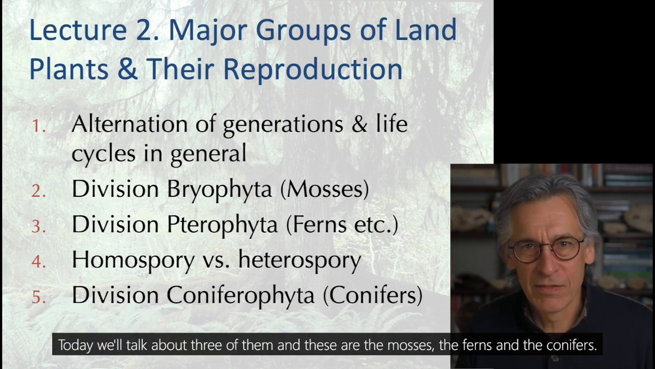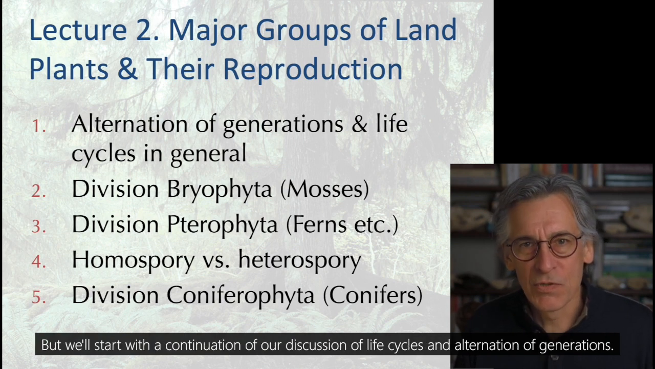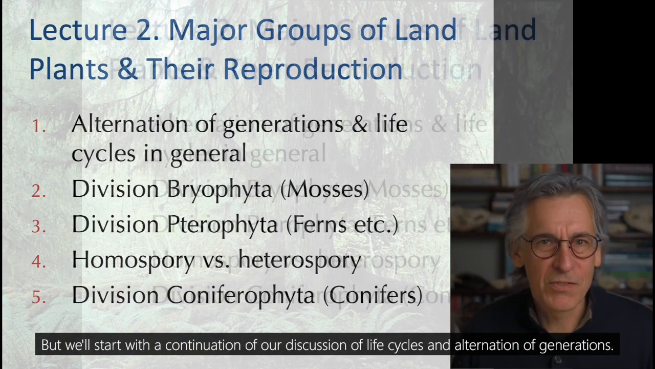Today we'll talk about 3 of them, and these are the mosses, the ferns, and the conifers. But we'll start with a continuation of our discussion of life cycles and alternation of generations. So here we go.